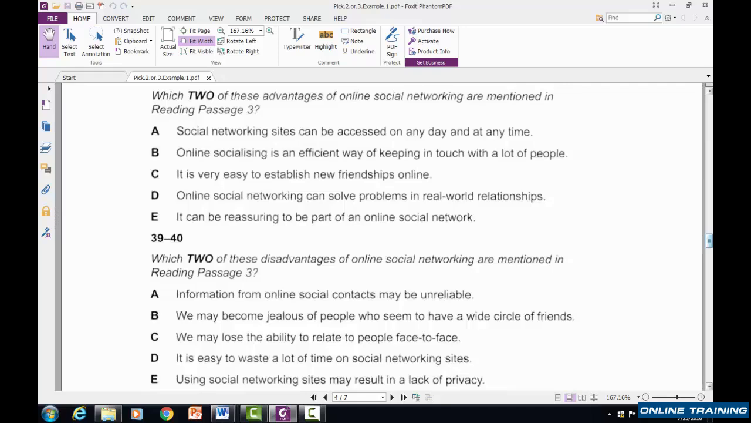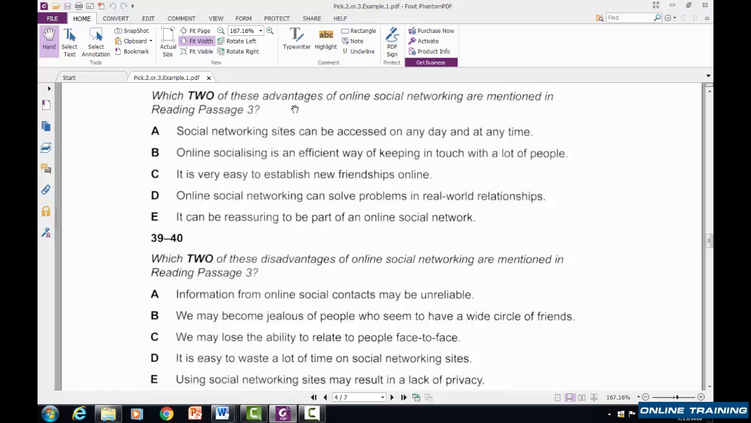However, even though I'm going to do this question last out of this set, before I get started I'm going to look and see what the questions are about. Like for 37 and 38, it says, which two of these advantages of online social networking are mentioned in reading passage 3? And 39 through 40 says, which two of these disadvantages of online social networking are mentioned in reading passage 3? So what I mean is this.